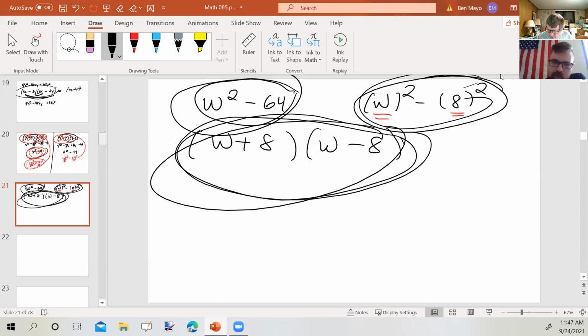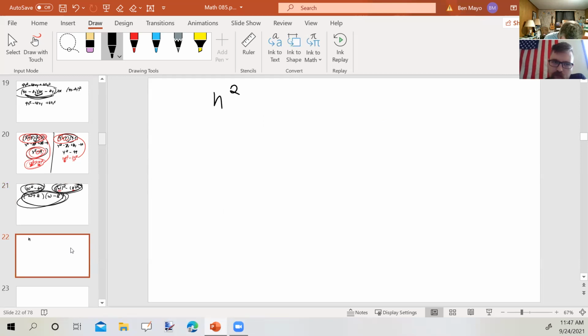I say that because I'll have students who think that this is factoring and then they'll stop. No, that's factoring the individual terms maybe, but it's not even that. Okay. Let's see here. H squared minus 144. That is a difference.